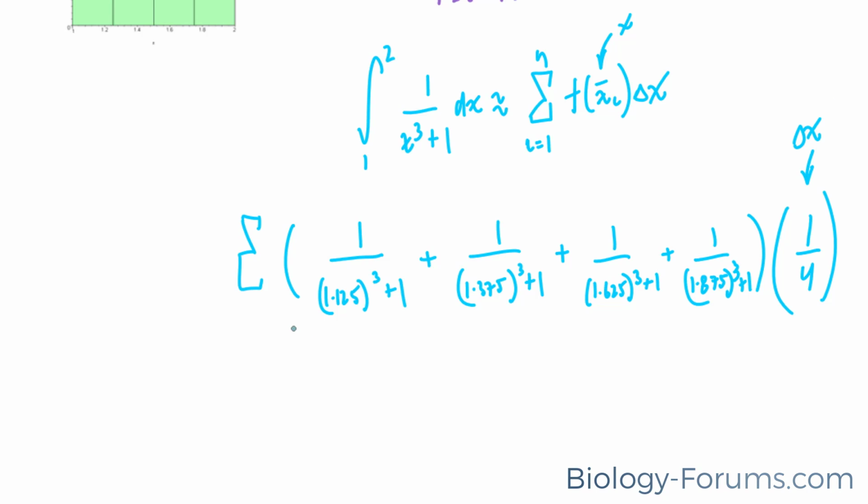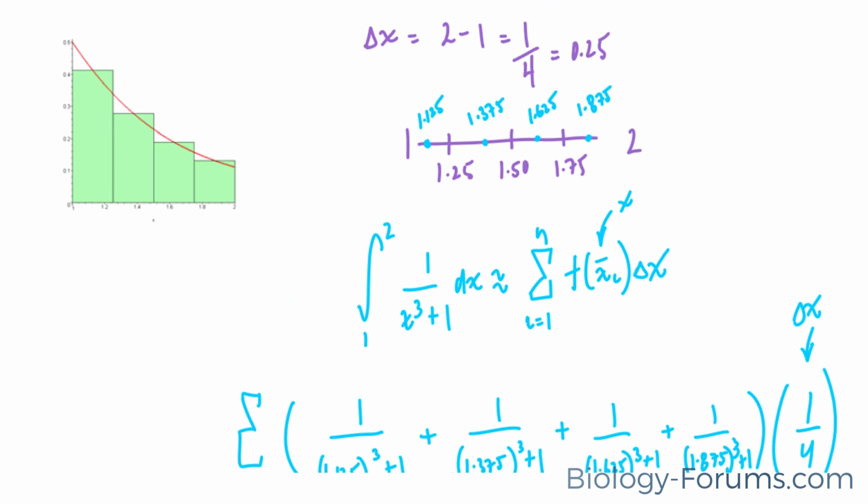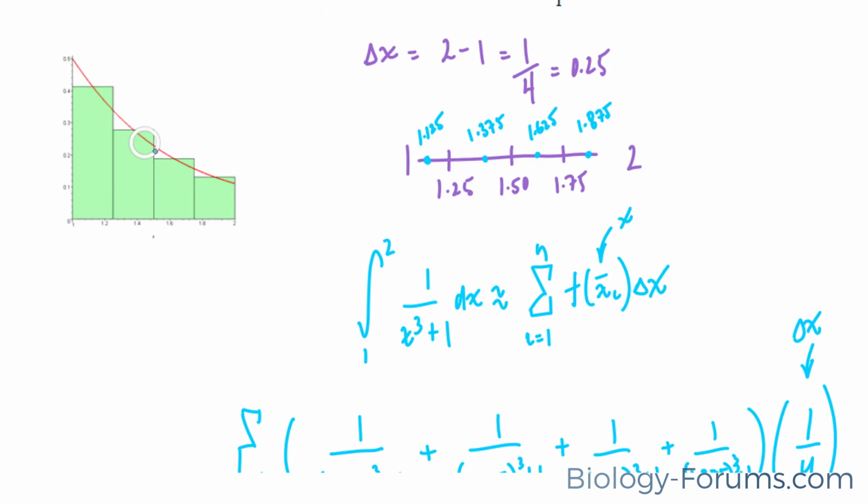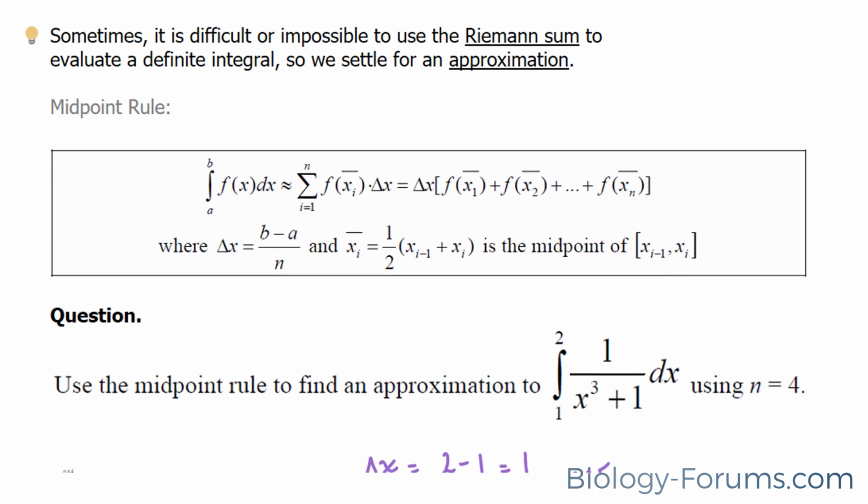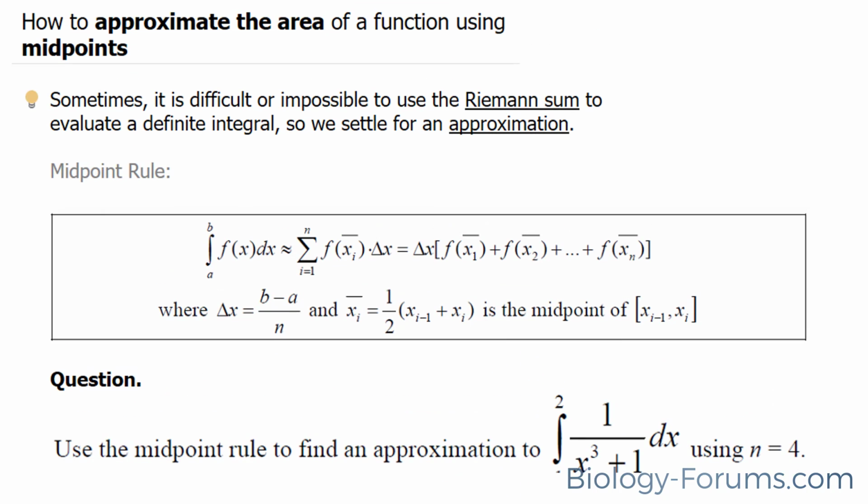Now that we have this, we can use our calculator to compute the following, and you should end up with a total of 0.2527. And that number right there approximates the area underneath this curve between 1 and 2. So there you have it. That is how to approximate the area of a function using midpoints.